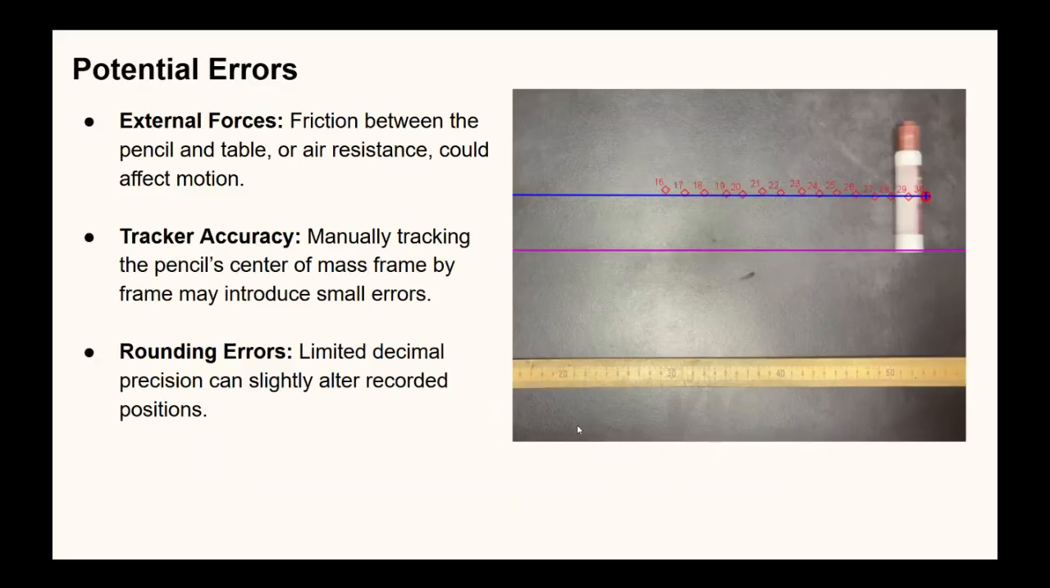Potential errors. External forces, like friction between the pencil and table, or air resistance could affect motion. Tracker accuracy: manually tracking the pencil's center of mass frame by frame may introduce small errors. Rounding errors: limited decimal precision can slightly alter recorded positions.